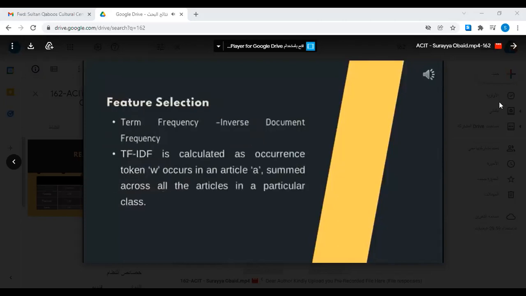Feature selection was done using a technique called TF-IDF, which is an abbreviation for term frequency inverse document frequency. TF-IDF is calculated as the occurrence of a token W in a sentence summed across all of its occurrences in a particular class.